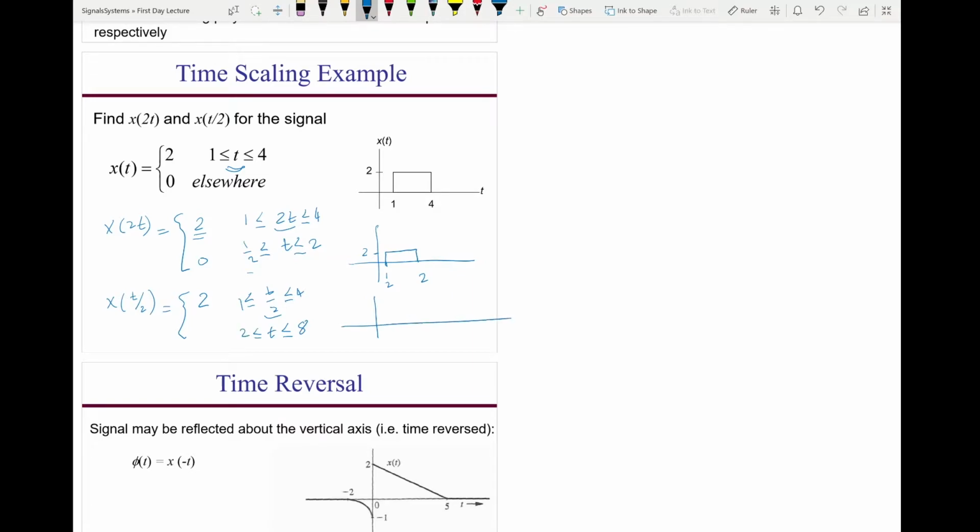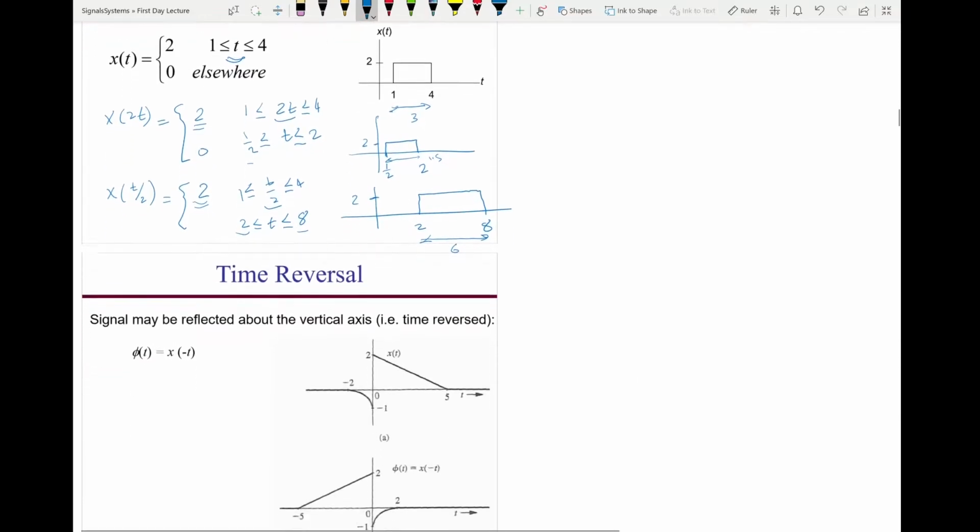So if I plot it, it's equal to from time 2 to 8. And that's the signal. It's expanded by a factor of 2. The length here is 3. Now the length here is 6. This is half. The length here compressed by a factor of 2. So this is 1.5, the length.